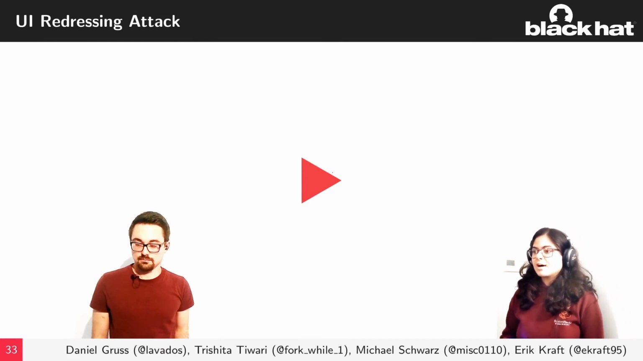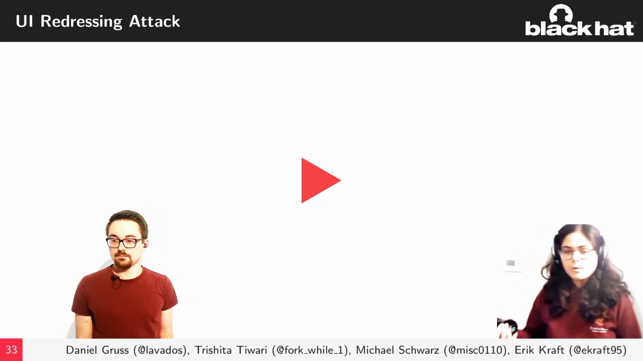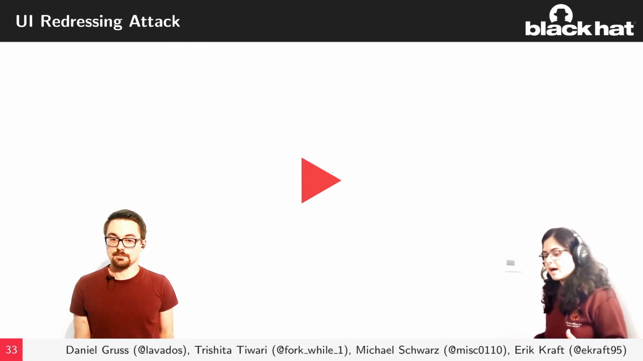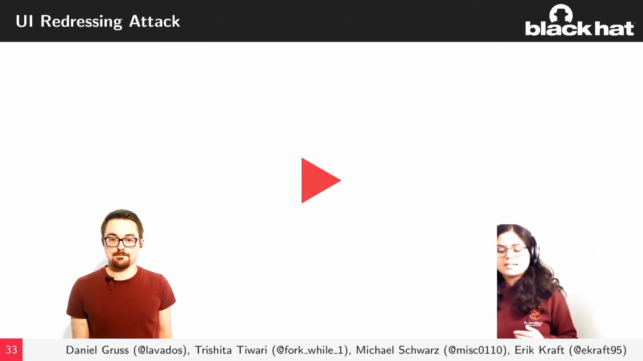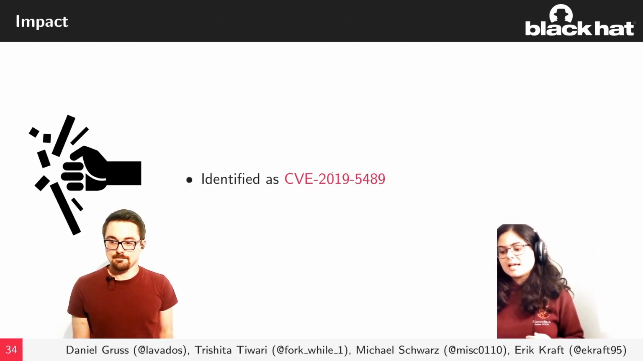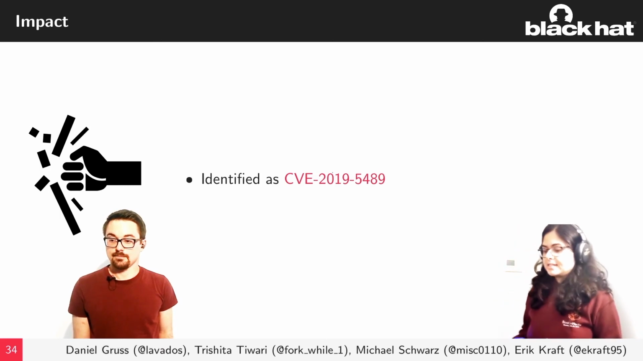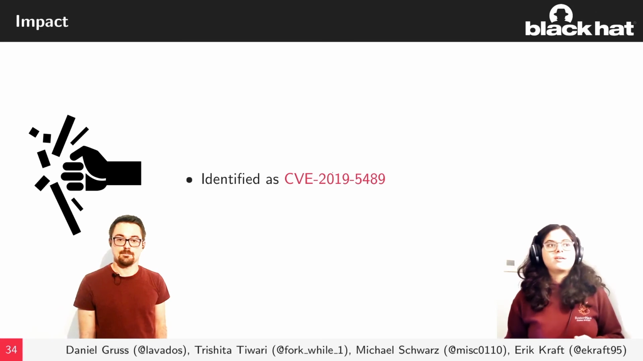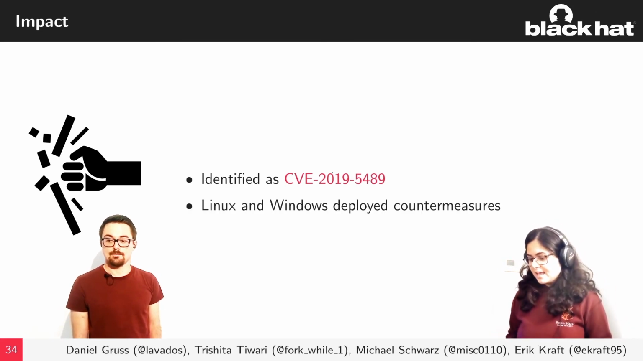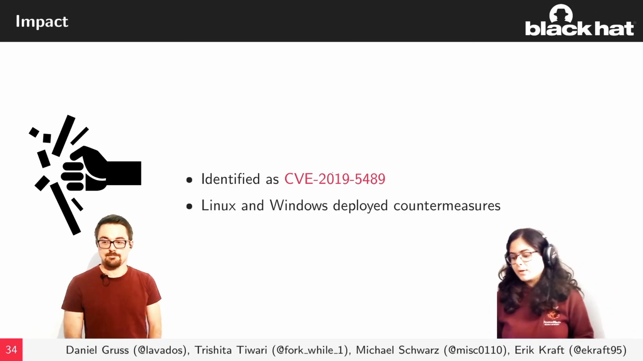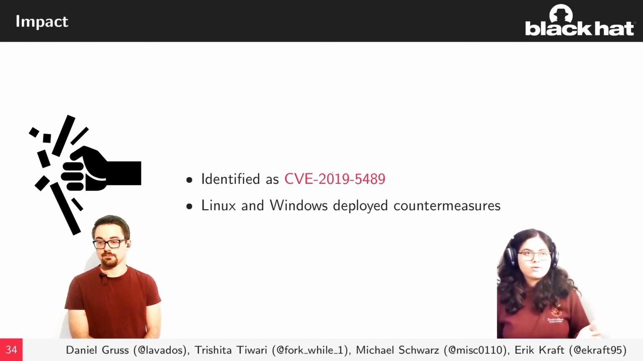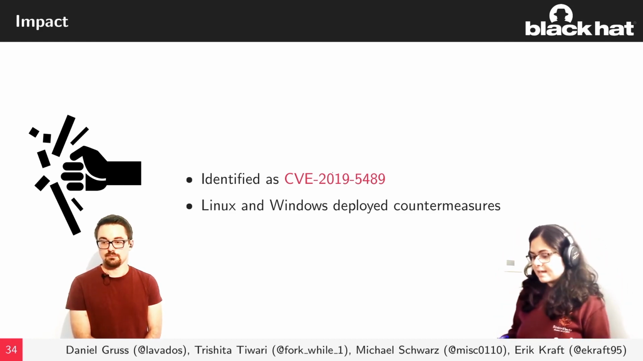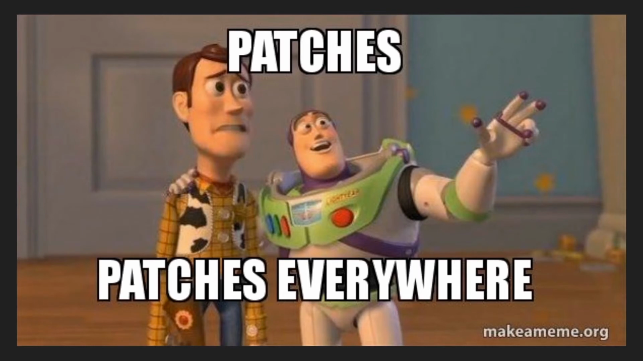And actually, that's a good segue. Now, let's talk about the impact that this attack had. So this attack was identified as CVE-2019-5489, and it generated, as I said, tons of press. And both Linux and Windows deployed a lot of countermeasures to prevent this attack, and there were patches everywhere.